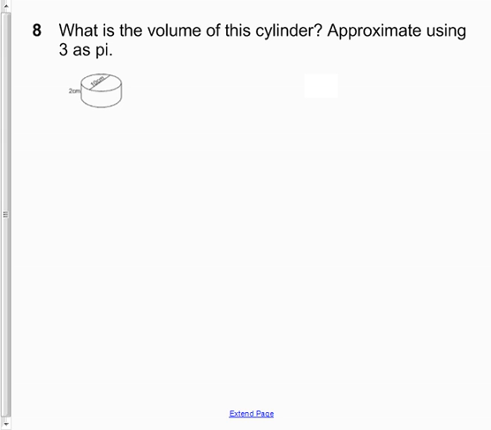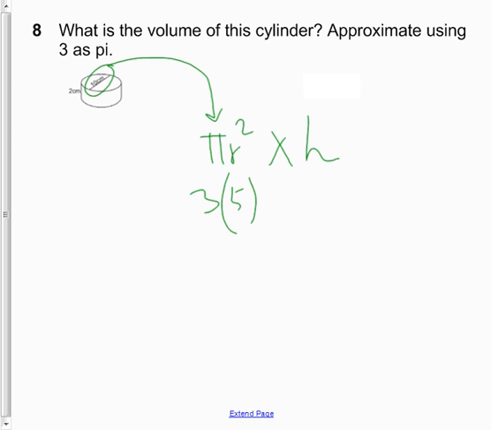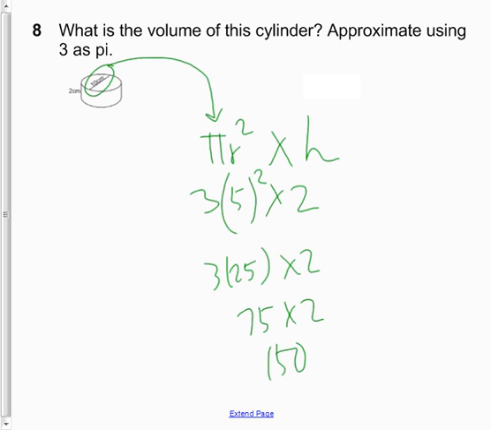Question 8, what is the volume of this cylinder? Again, area of the base, since it's a circle, we'll use pi r squared times the height of the prism. It says use 3 as pi, so we'll use 3 as pi. 3 times, since the diameter is 10, the radius will be 5. So when we substitute the information, that's what it looks like. 3 times 25 times 2 is 75 times 2, which gives us a volume of 150, excuse me, centimeters cubed.